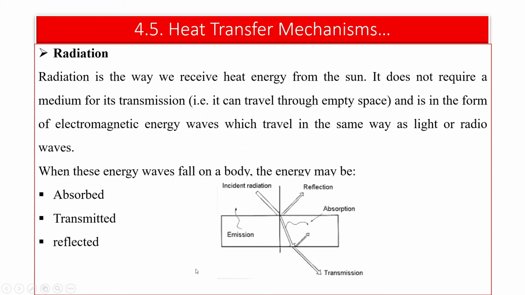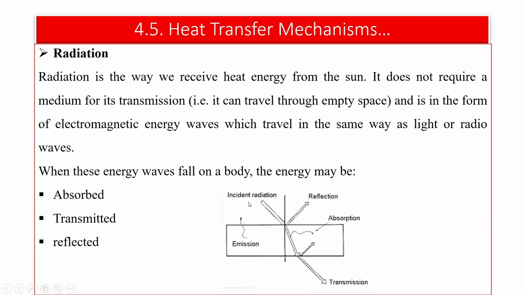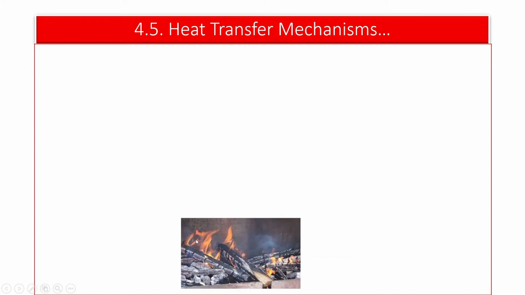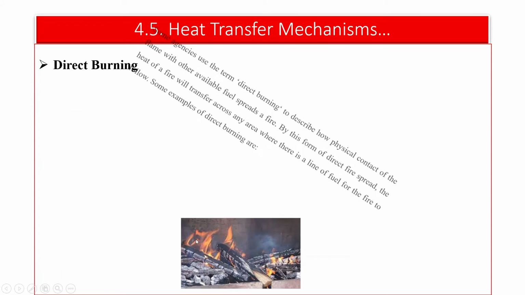There is a schematic diagram. So there is incident radiation, an electromagnetic wave comes in this direction, and some of it may be reflected by this material, some of it may be absorbed by the material, and the other may be transmitted through this material.